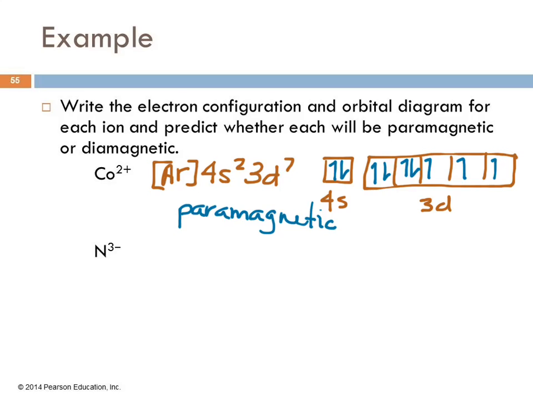Let's look at N3-. Well, we should start with just nitrogen. So nitrogen is going to start off with helium, and then what? 2s2, 2p3. Oh, shoot. I made a big mistake in cobalt 2+. That's cobalt that I did. I didn't do the ion.